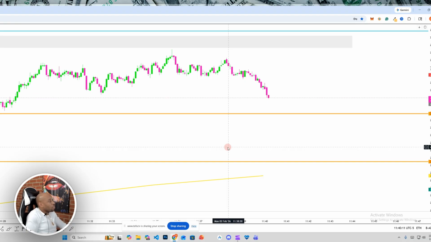Price is starting to move sideways, but I am getting better. I'm not doing no revenge trading, right? I'm not doing any over trading. I'm not moving my stop loss. I'm being very, very patient and waiting on my setups.